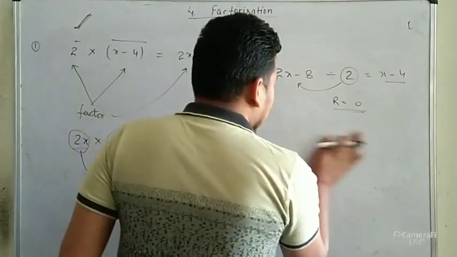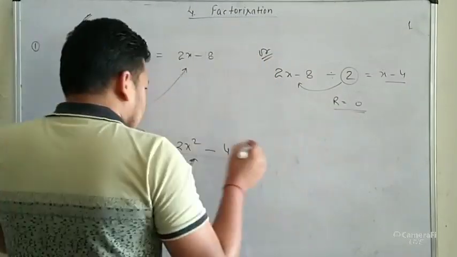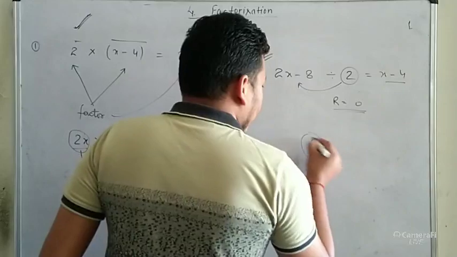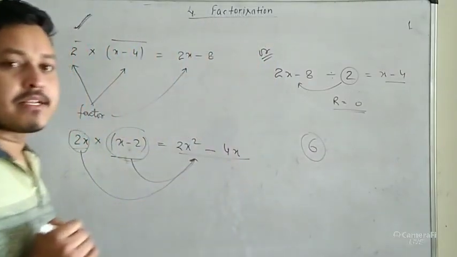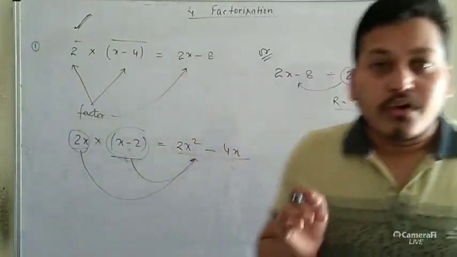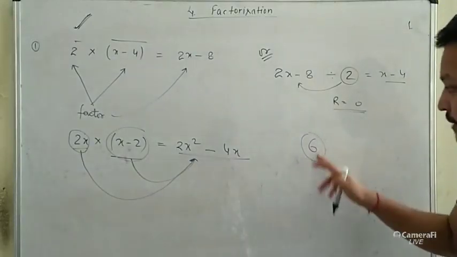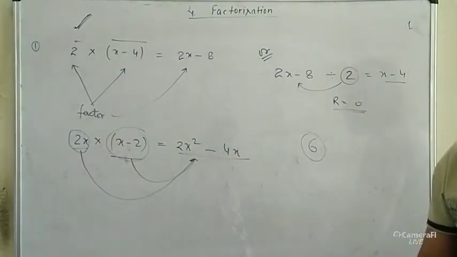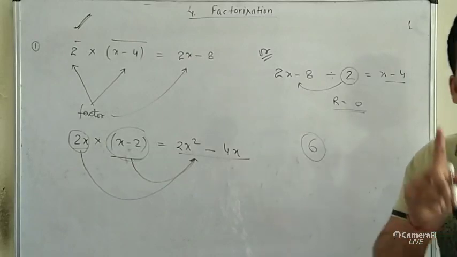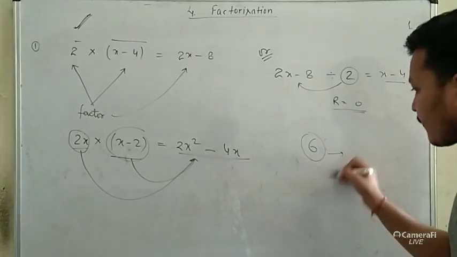Now I am asking you, what are the factors of 6? What are the factors of 6? You can write the answer in the comment section. It means a factor is a number which divides the given number completely, meaning we will get a remainder of 0. So what are the factors of 6?